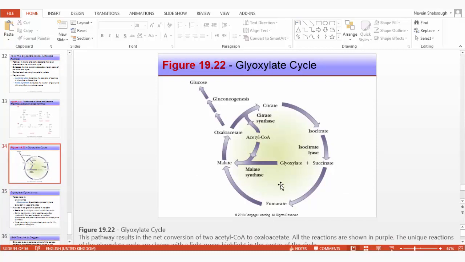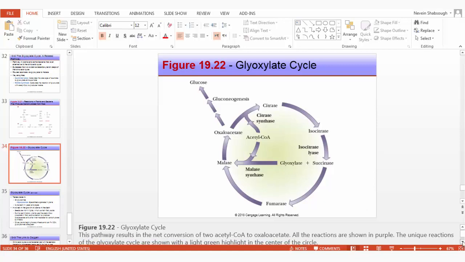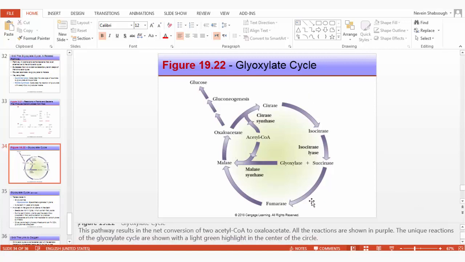If we look here at this figure, we see that this pathway results in the net conversion of two acetyl-CoA. This is one, which is used in condensation between acetyl-CoA and oxaloacetate to form citrate, and then here isocitrate is cleaved, and then malate synthase will synthesize malate. The second acetyl-CoA is consumed here. So two acetyl-CoA molecules are used to synthesize one oxaloacetate. Now, to synthesize one glucose, you need four acetyl-CoA. Now, where does this cycle occur?